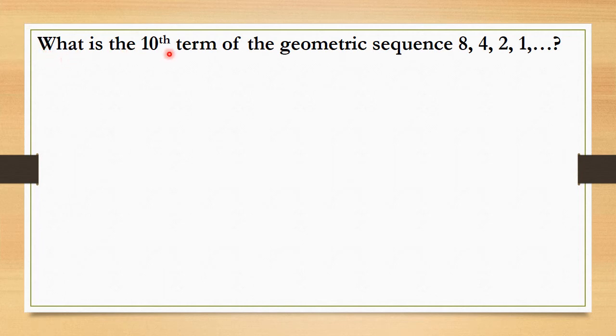What is the 10th term of the geometric sequence 8, 4, 2, 1? So, let us find the common ratio. Let us divide 4 by 8, that is 1 half, kasi yung greatest common factor ng 4 at saka ng 8 ay 4. So, that is 1 half.